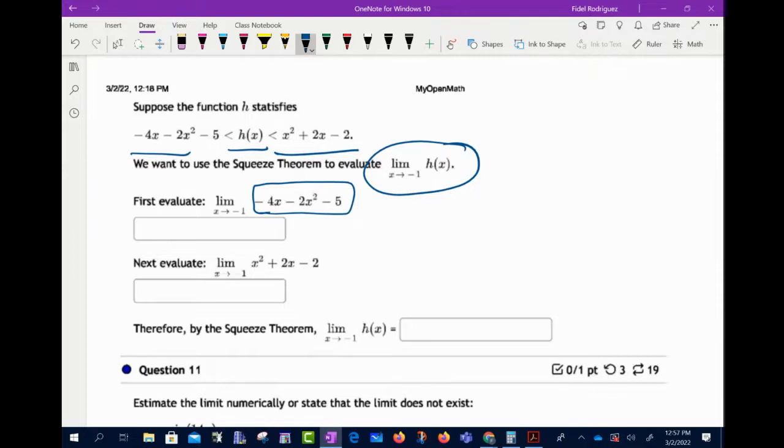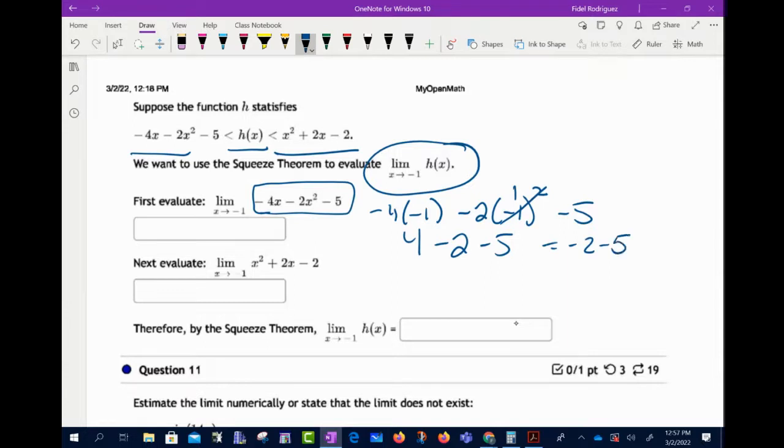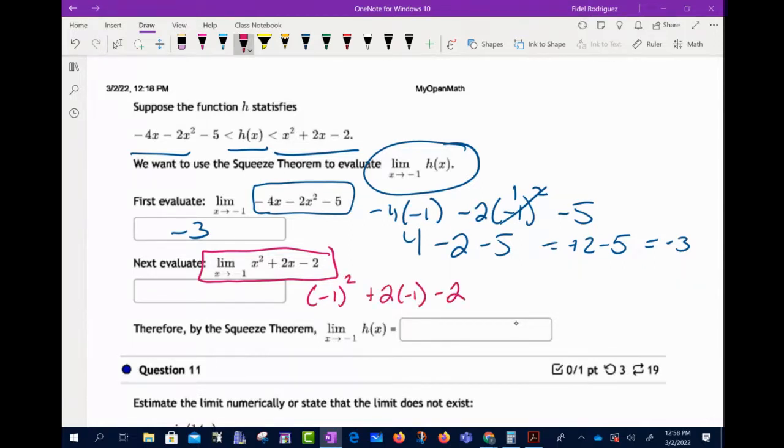What would we do? Plug it in. So negative 4 times negative 1 minus 2 times negative 1 squared minus 5. So that's going to give me a positive 4. Negative 1 squared is positive 1, so that's still a minus 2 and a minus 5. I'm sorry, 4 minus 2 is 2, minus 5, negative 3. So negative 3 for that one. What would I do for the second one? Plug it in, just like we did before. So negative 1 squared plus 2 times negative 1 minus 2. Negative 1 squared is 1. That becomes a minus 2 minus 2. So 1 minus 2 is negative 1. Minus 2 is also negative 3.